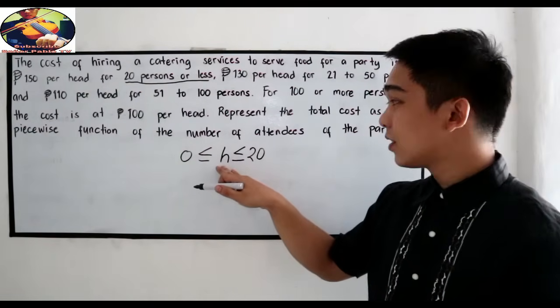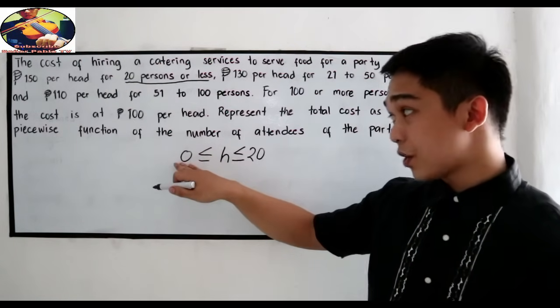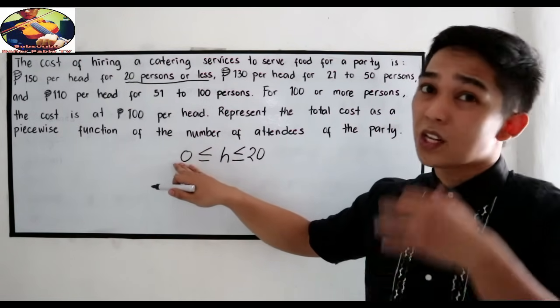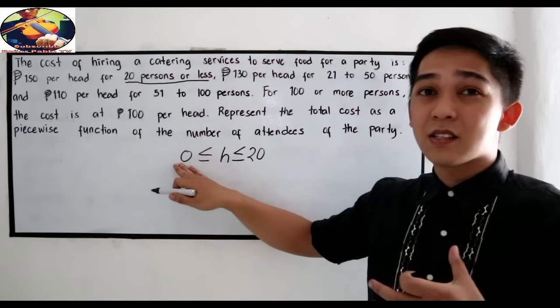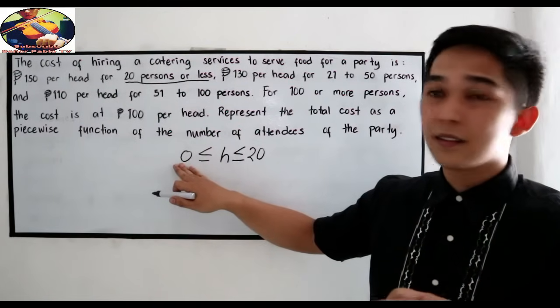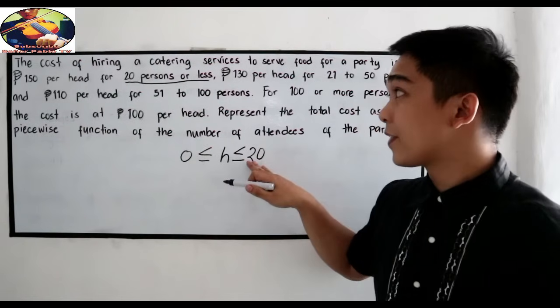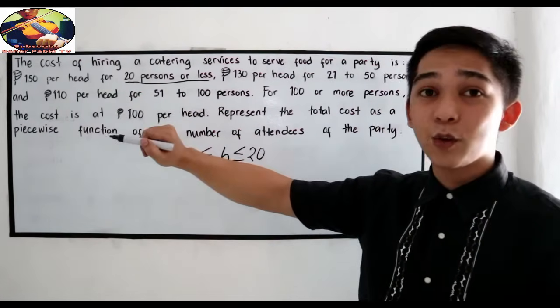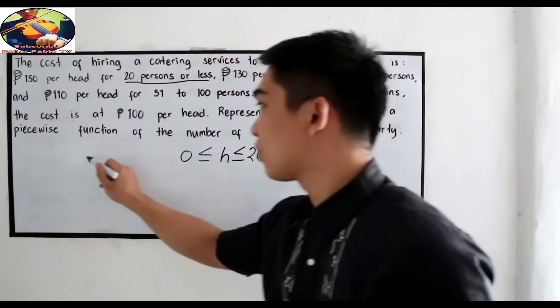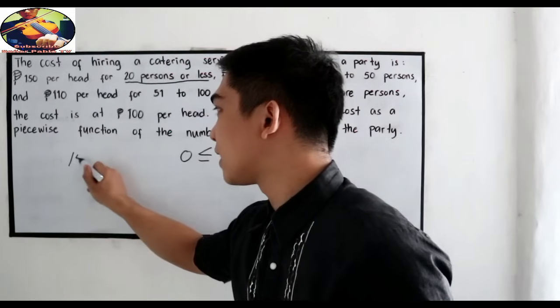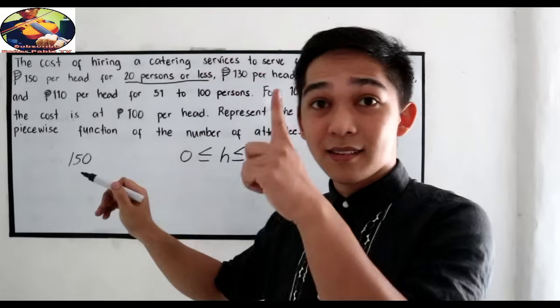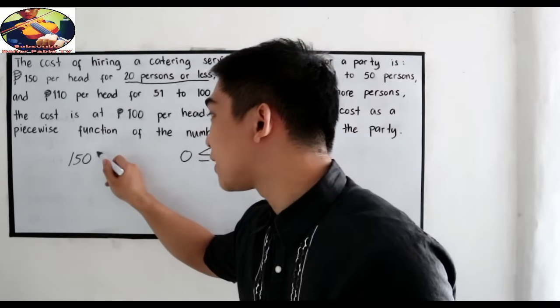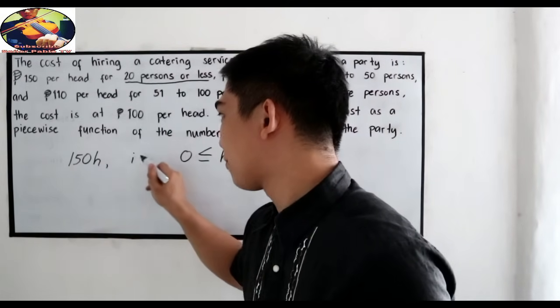So, H is greater than or equal to 0. Bakit kasama si 0? Kasi pwede namang may chance na wala talagang attend. H is less than or equal to 20. Ang bayad daw sa kanya ay 150. So, 150 kada isang tao. So, 150 each.